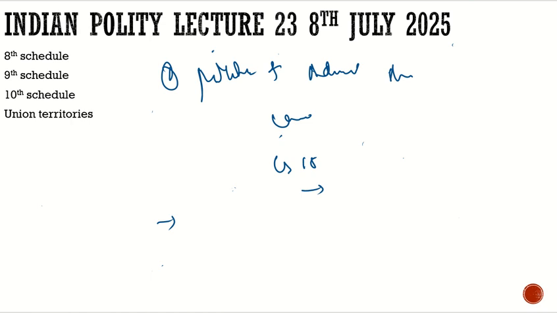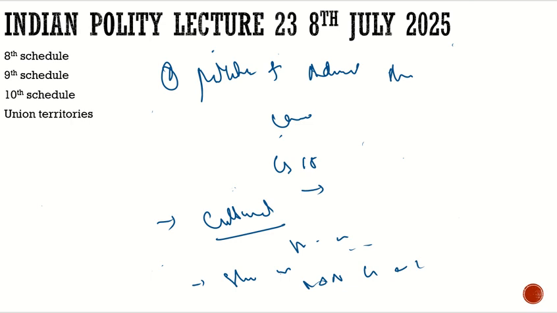Some say that there are cultural considerations too. For example, Puducherry has a unique culture, and we have Dadra and Nagar Haveli and Daman and Diu. Then some say it can be because of strategic implications, for example Andaman and Nicobar, Lakshadweep, and Jammu and Kashmir and Ladakh. So there can be different reasons for which union territories are created.